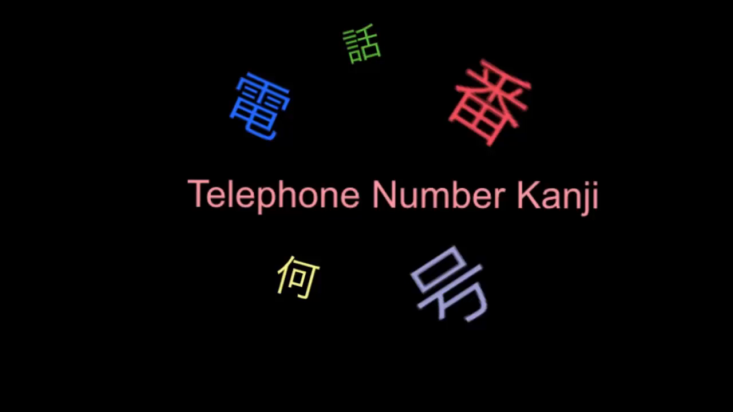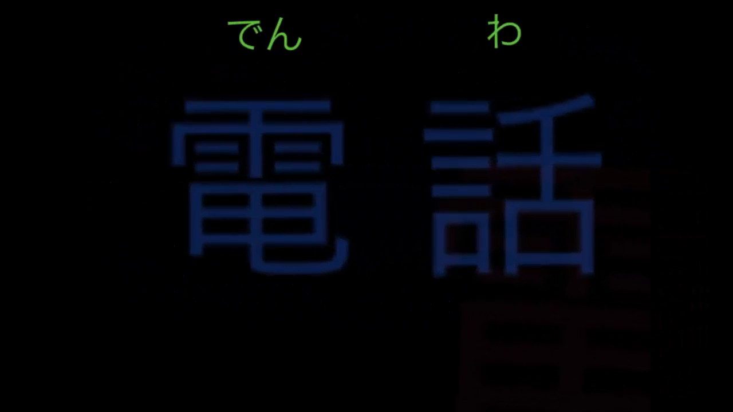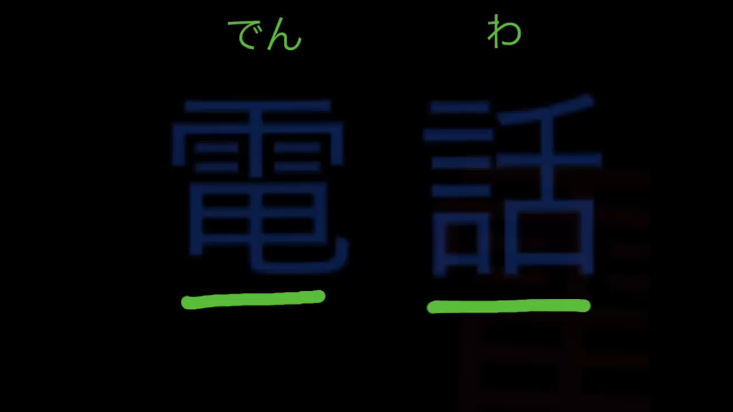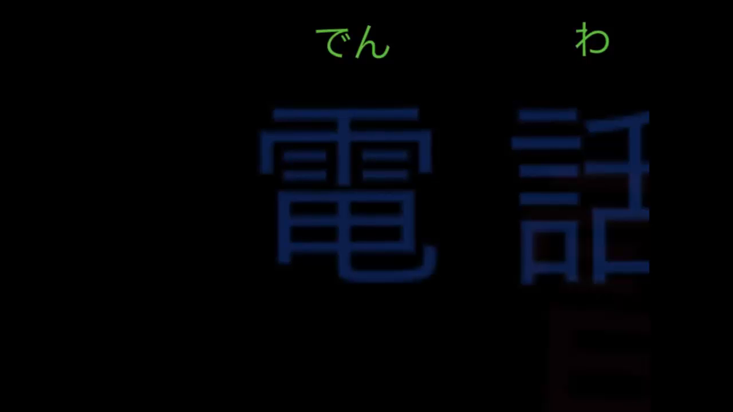In this video tutorial, we're looking at the kanji that you'll need to write about telephone numbers. Let's begin with the word for telephone. Denwa. Denwa. Telephone. The first character is den, and its core meaning is electricity.